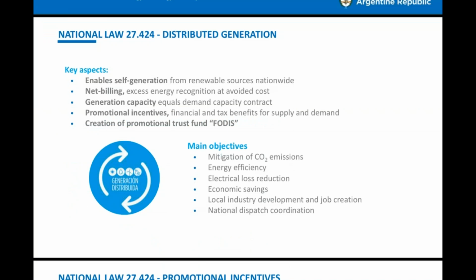This is a scheme in which the excess energy is rewarded to the distributed generator at the wholesale price. We'll talk a little bit more about why we chose that. Some other important characteristics of the law is that it establishes that the user will have the right to request or to connect at least up to his contracted capacity for demand. So this is really important, so we can set a baseline on the system sizes and make the discussion between utility and users easier. Of course, there's also some promotional incentives.